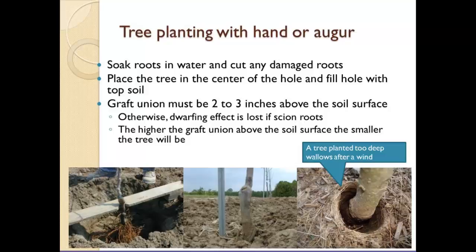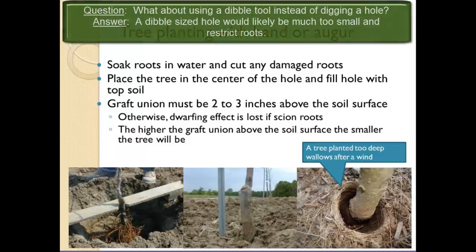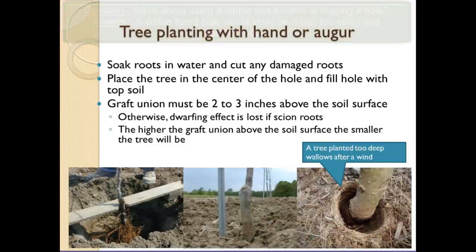Now you have a couple of choices on how to plant, and it really depends on how many plants you're planting, on whether you need mechanization or not. If you're just planting a few trees or bushes, then you can obviously do it with just a shovel and by hand. The more you plant, the more mechanization that you need. But the main thing is that when you're planting by hand or auger, you need to soak the roots in water for a few hours before planting so that they can get fully hydrated, and make sure that you examine the roots and cut off anything that looks damaged. You want to place the tree in the center of the hole and fill it back up with topsoil.